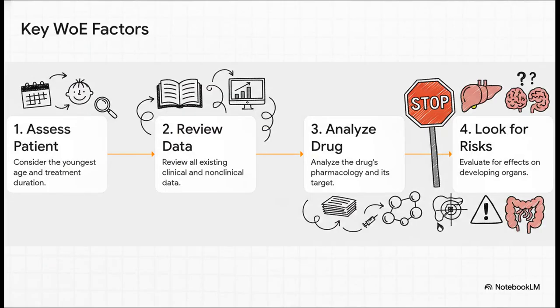So, how do you build this case? Well, there are a few key factors you always have to look at. First, the patient. How young are they? How long will they be on the drug? Second, the case file. You've got to review every scrap of existing data. Third, you analyze the motive. What does the drug actually do? And does it target something important for development? And finally, the evidence. Are there any red flags or known risks for developing organs?